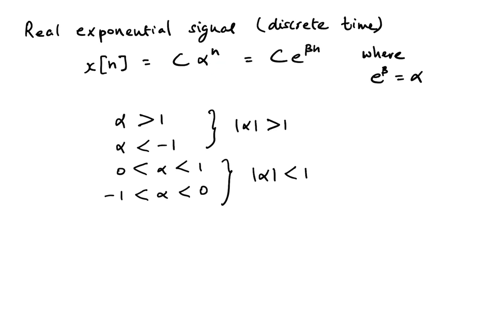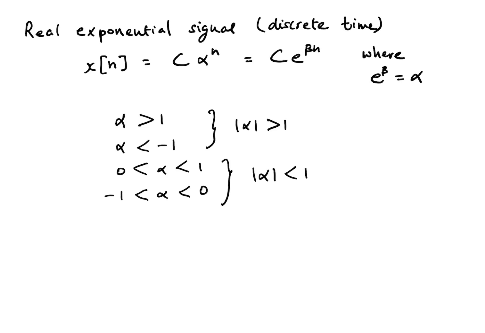Again, we saw what the signal looks like for different cases of alpha. When alpha is greater than 1 or less than minus 1, in other words, when the magnitude of alpha is greater than 1, or the case when alpha is between 0 and 1, or between minus 1 and 0, that is, when the magnitude of alpha is less than 1. We get something like the growing exponential or the decaying exponential, and so on. That was discussed in the last lecture.